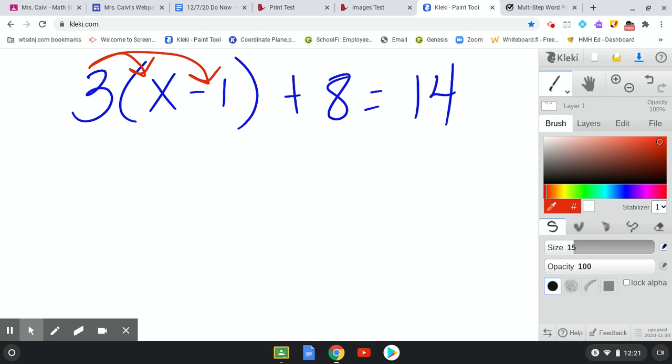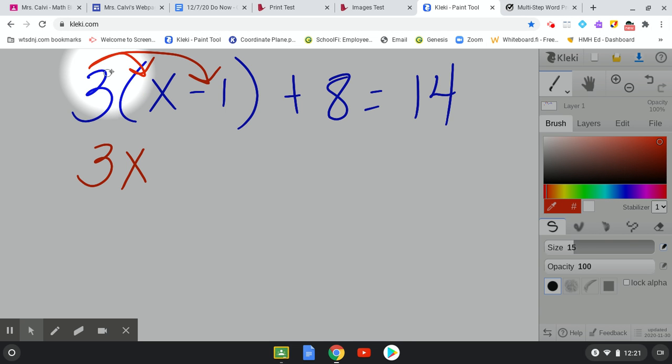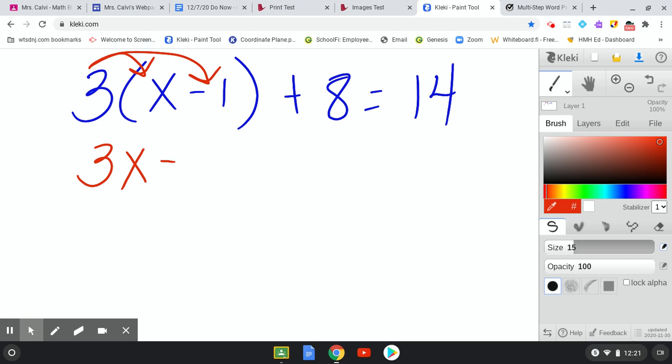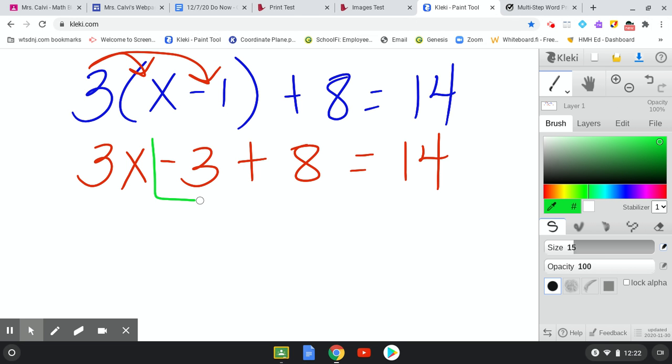A positive 3 times a positive x gives me positive 3x. A positive 3 times a negative 1: a positive times a negative is a negative. 3 times 1 is 3. Drop down the rest of the problem. Now I need to combine like terms. I am going to be combining negative 3 and positive 8, which are like terms. I'm dropping down my 3x because I'm not using that yet.